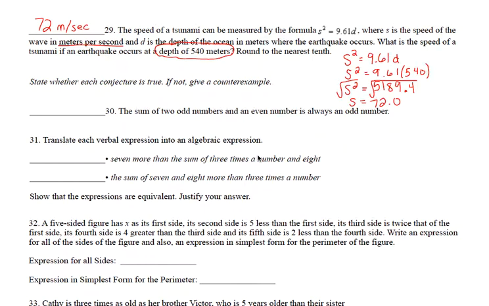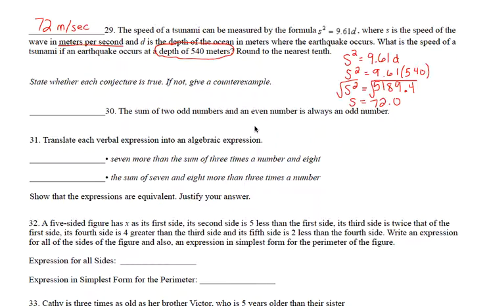In this video, I will work out a couple problems from the pre-algebra cumulative final review. Starting with number 29, the speed of a tsunami can be measured by the formula s squared equals 9.61 d.